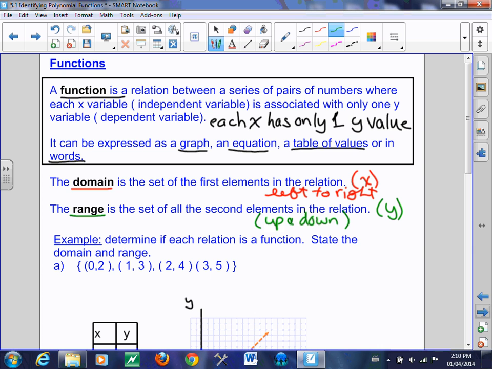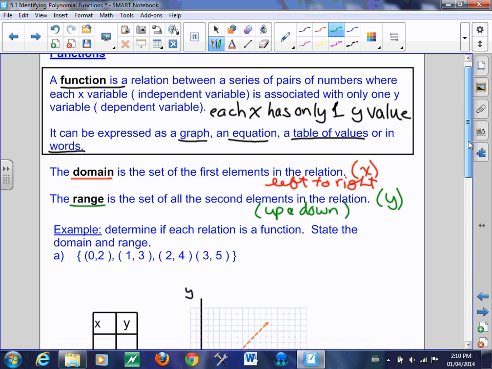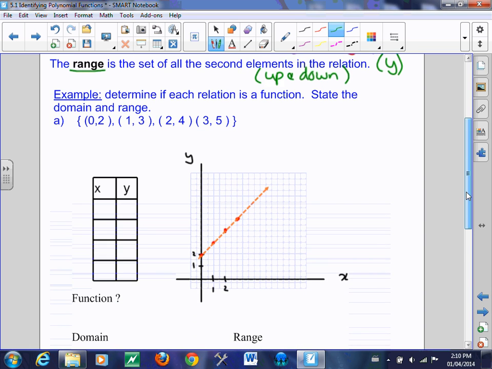Now, remember that a relation can be an equation, or it can be a set of values or a set of data. We're going to take a look at both cases here. So here's an example. Determine if each relation is a function and state the domain and range. First of all, notice that we're given a set of ordered pairs. All that does is translate into a table: 0, 2; 1, 3; 2, 4; and 3, 5. Looking at our table, does each x have only one y? Yes, it does. So that will prove that it is a function.